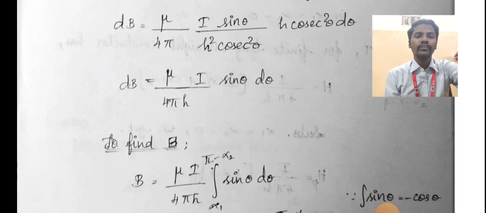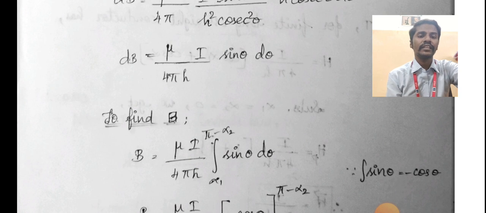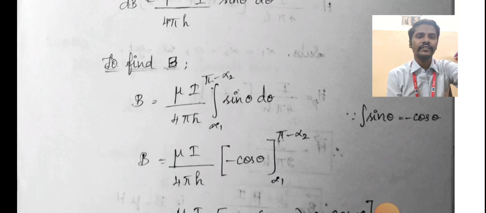Now our aim is to find the value of B. Once we find the value of B, from that we can find the value of H. To find the value of B, we know the value of dB. When the differential is taken to the right hand side, it becomes integration, and therefore B is equal to mu I divided by 4 pi h, integration from alpha 1 to pi minus alpha 2 of sin theta d theta.